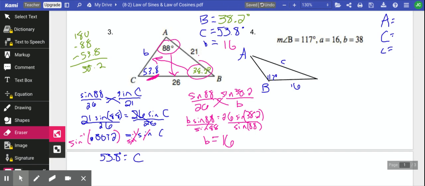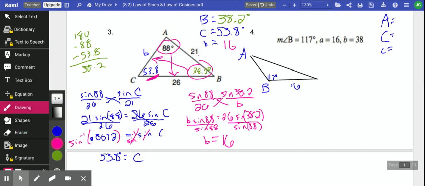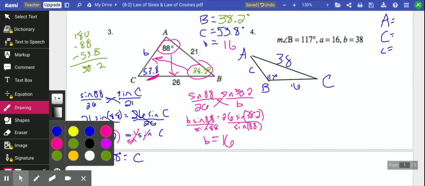Okay. I made a little mistake when I was labeling this. So let's try again, and maybe I can do this problem. A, B, and C. Across from A is 16. Across from B is 38. Aha. Okay. I was going to say, because I couldn't do this one otherwise. There we go. Okay. Now we can do this problem, which is good, because before we couldn't.